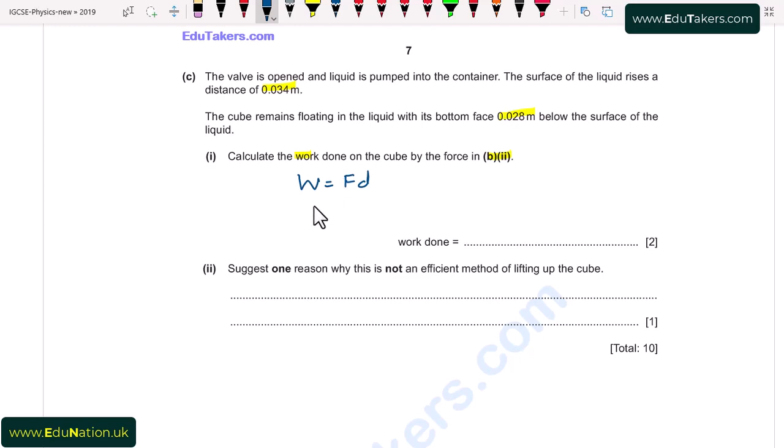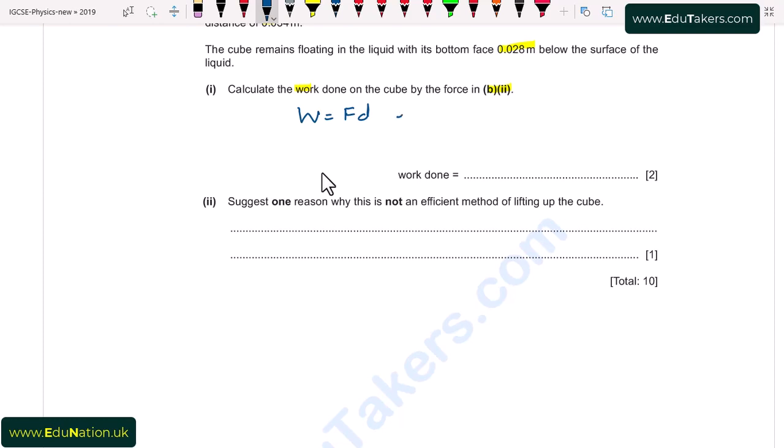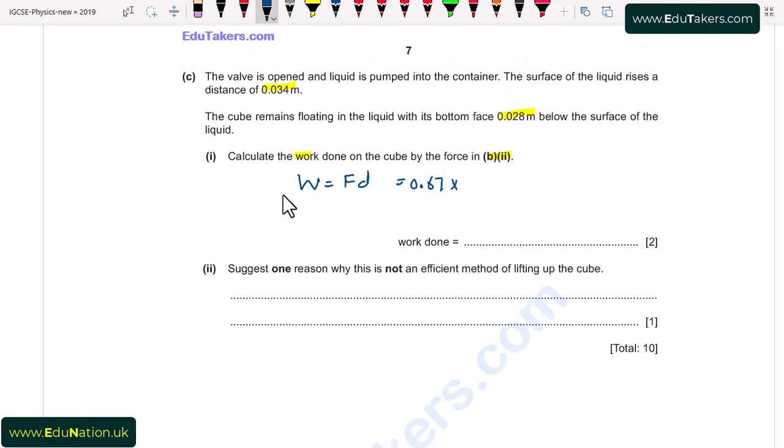Force is given in the B part 2, that is 0.67. I write here 0.67, and the distance is also given, that is equal to 0.034. So it will be 0.034. The work done comes to be 0.023 joules. So the unit of work is joule. So I write here work done is equal to 0.023 joule.